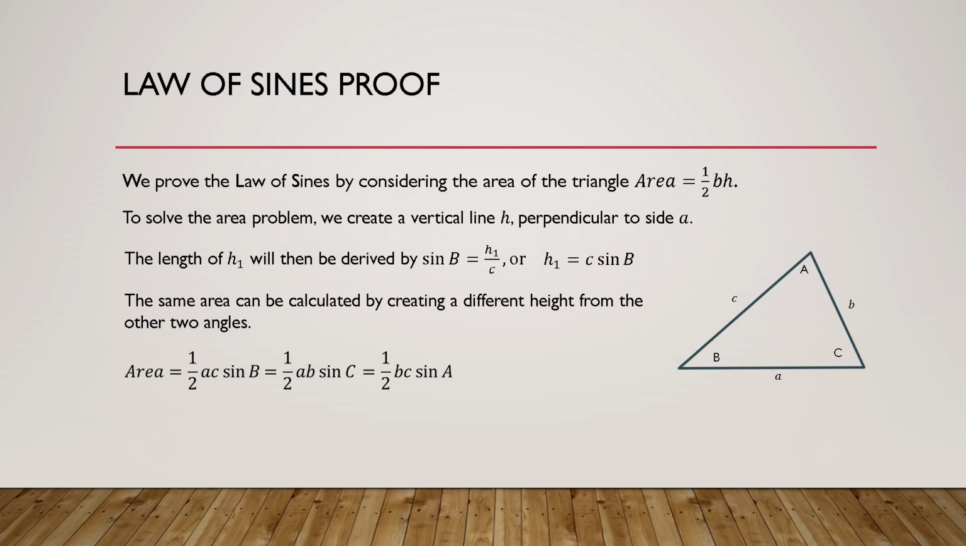If we simplify by multiplying by 2 over A times B times C, we are left with sine A over A is equal to sine B over B is equal to sine C over C.